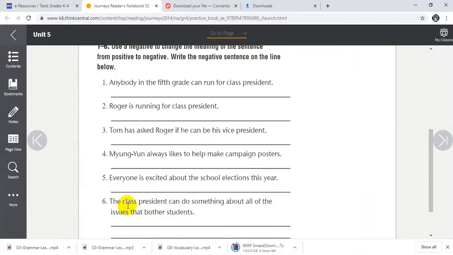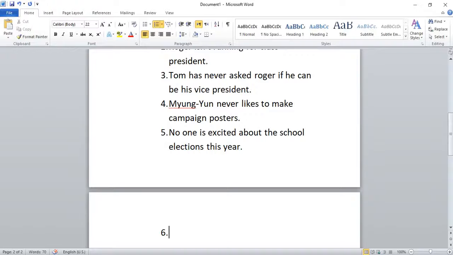We have the class president can do something about all of the issues that bother students. Okay, so we can say the class president can't do anything about all of the issues that bother students, or the class president can do nothing about all of the issues that bother students. So we're going to put nothing instead of something. We're going to make it negative.